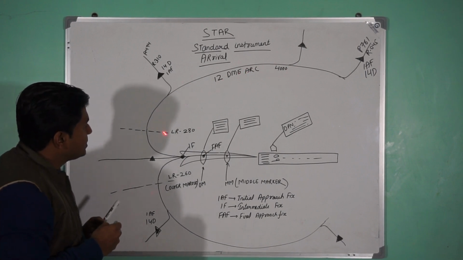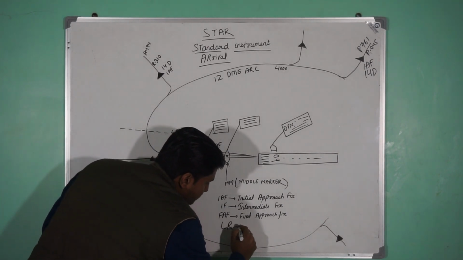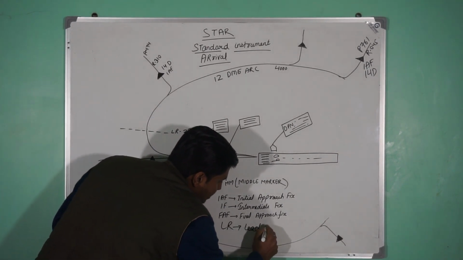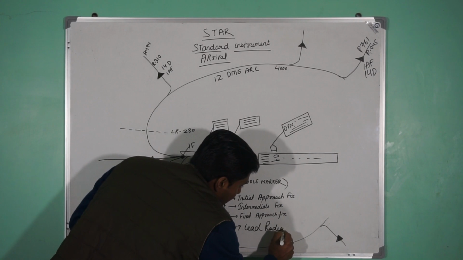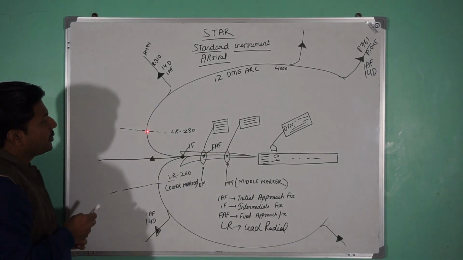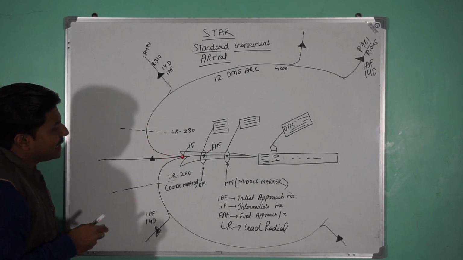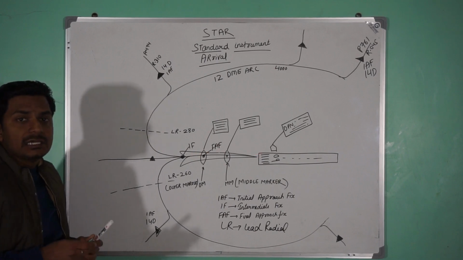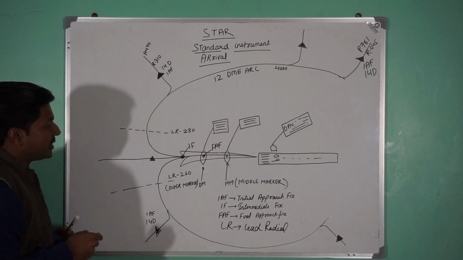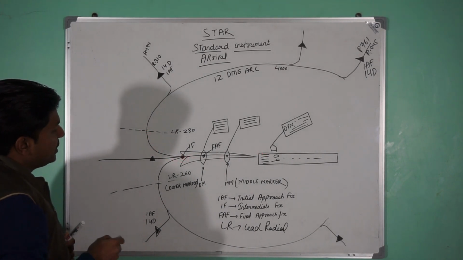Then when you reach this, this is LR. LR is lead radial. The lead radial is basically telling you that at this point, if you are coming from this side, at lead radial 20, you have to turn, or start aligning your aircraft for the ILS on the runway. So as you reach this point, you have to turn left for the ILS on the runway.